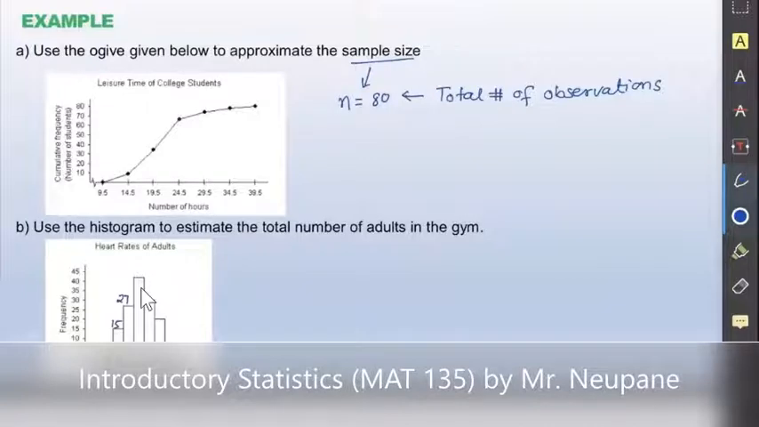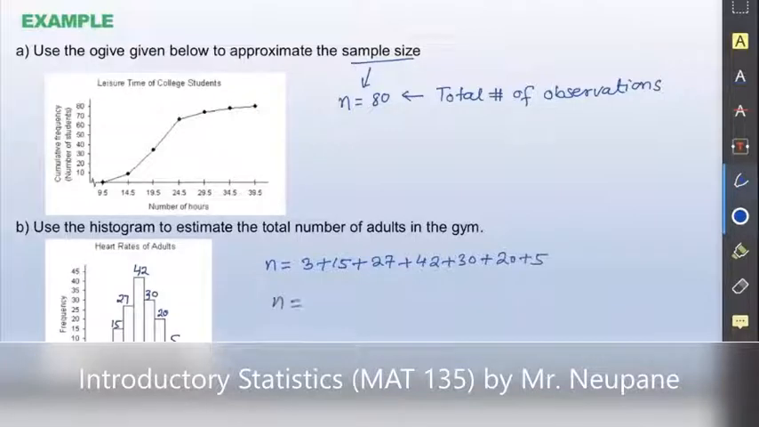42. Okay, 42. What is the height of this one here? 30. What is the height of the next bar? 20. Okay. And what is the height of the last bar here? 5. So your n is equal to the sum of all that: 3 plus 15 plus 27 plus 42 plus 30 plus 20 plus 5.